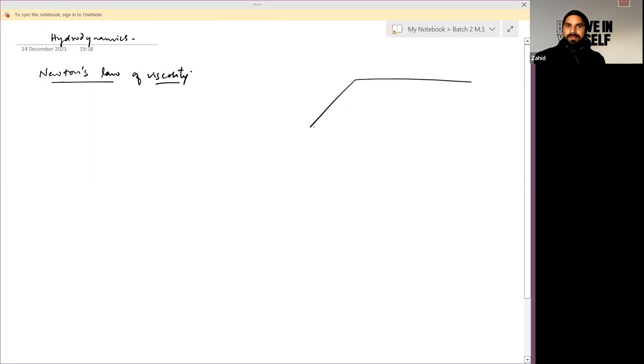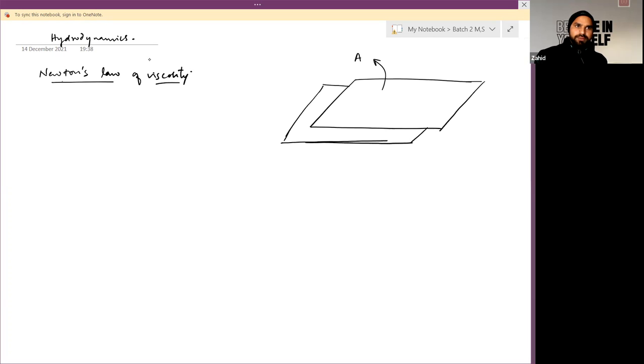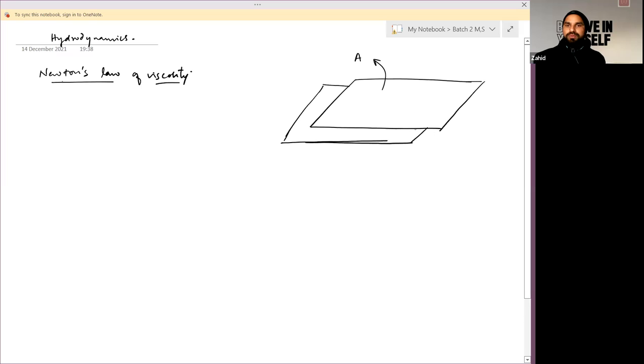So let's say one of the layer of liquid is this, having area of cross section A. Adjacent to it, another layer. So each consecutive layer opposes its neighboring layer by force, which is called viscous force. So due to this opposition, these two different layers will move with different velocity.